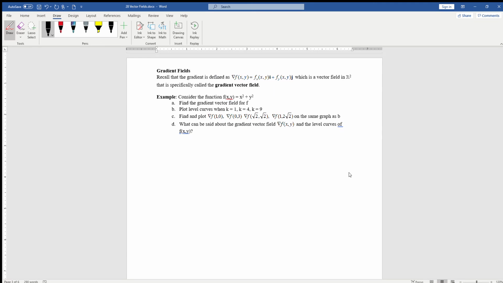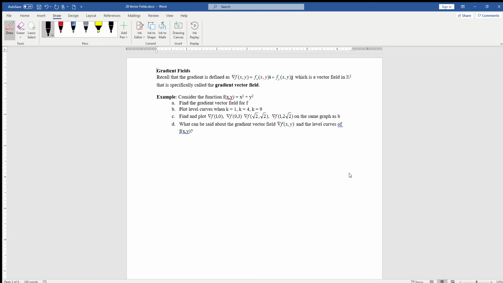So a gradient field is going to be: we're going to take the derivative of the function f(x,y), and that's going to produce the slopes if we multiply that by i and j at the specific points on that vector field. So we're going to be finding this gradient vector field, and we're going to take a look at what it does and specifically what it looks like.